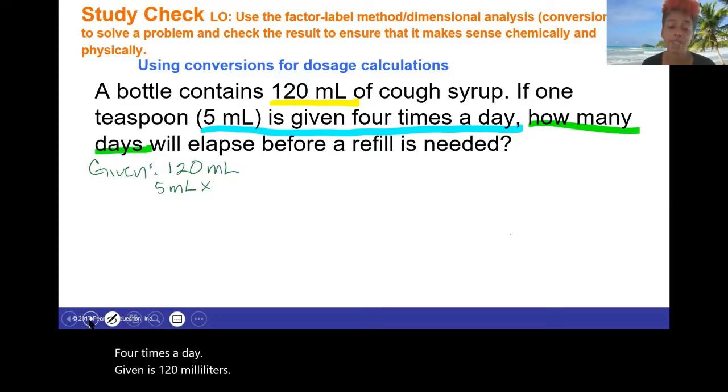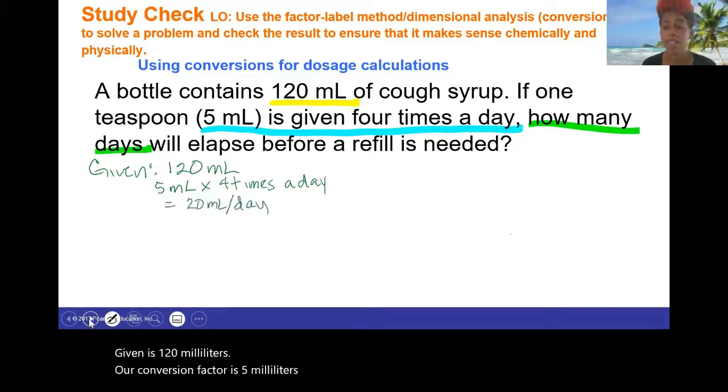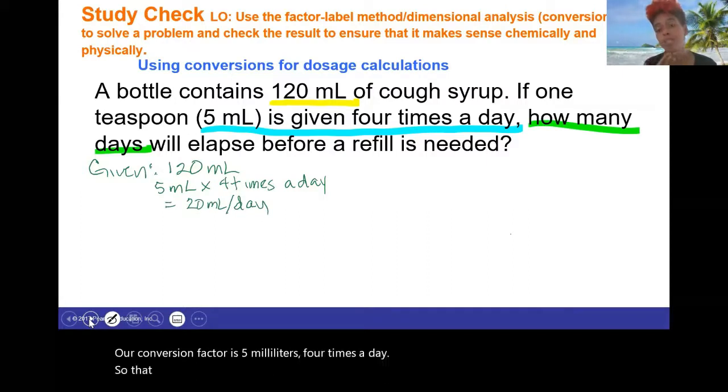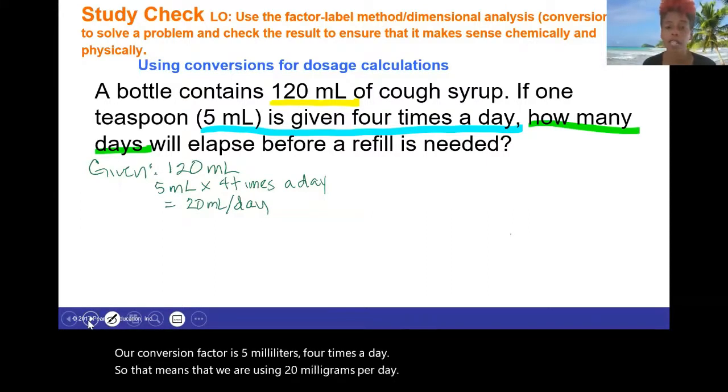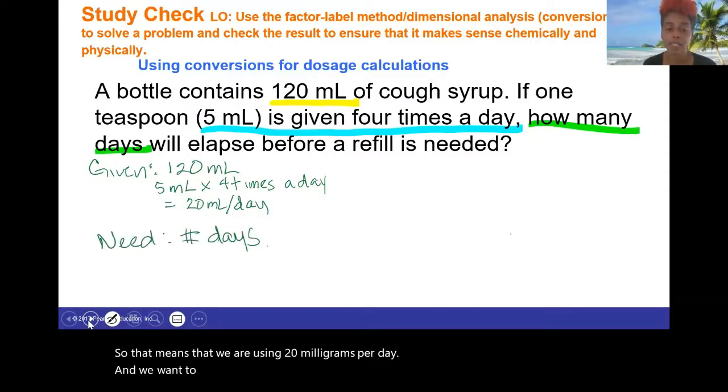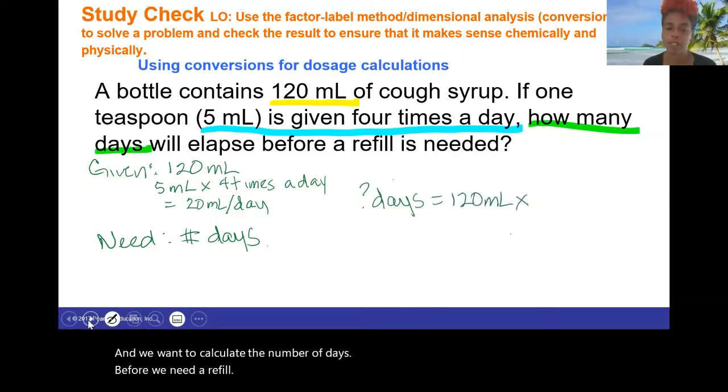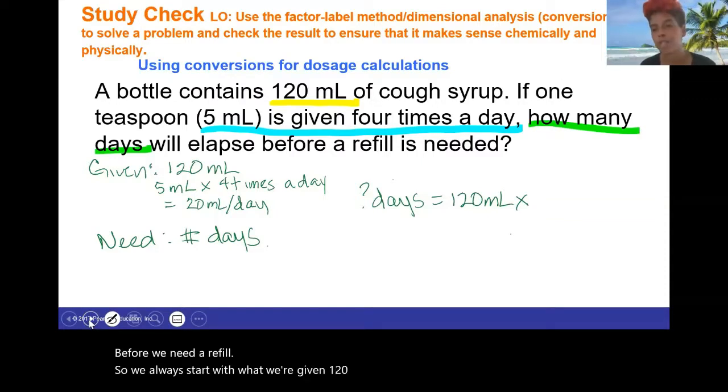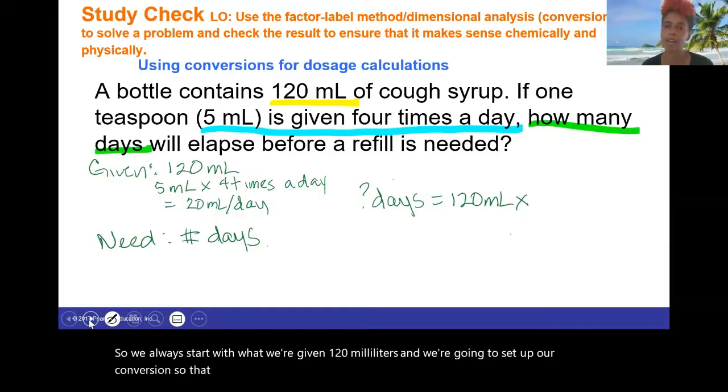Our conversion factor is 5 milliliters 4 times a day. So that means that we're using 20 milliliters per day. And we want to calculate the number of days before we need a refill. So we always start with what we're given, 120 milliliters, and we're going to set up our conversion so that we cancel milliliters out and we have these left over.